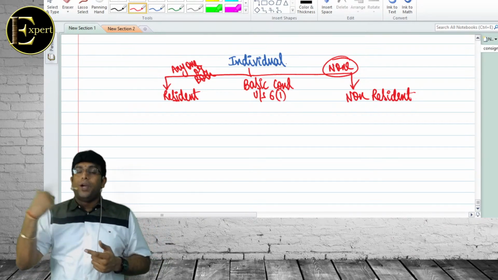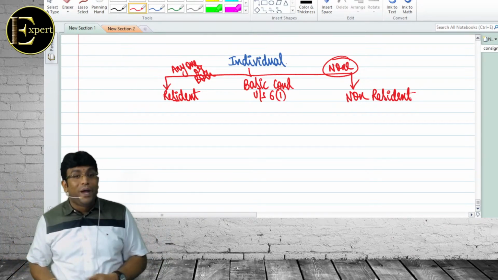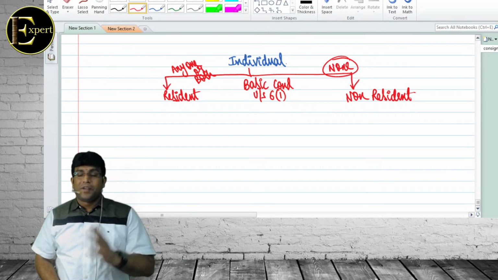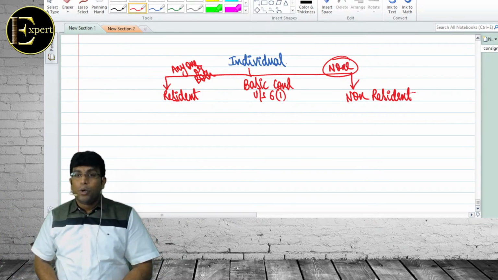And if some fellow is going, coming, coming, going, law clearly told day of coming, day of going, both are included. Both are? अगर आप एक्सक्लूड कर देंगे तो नंबर बदल जाएगा. नंबर बदल जाएगा तो रेजिडेंट नॉन रेजिडेंट बनेगा. नॉन रेजिडेंट बनेगा तो इनकम गलत हो जाएगा. इनकम गलत हो जाएगा तो टैक्स गलत हो जाएगा.